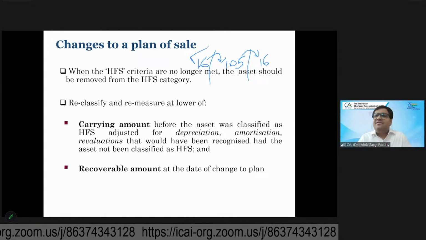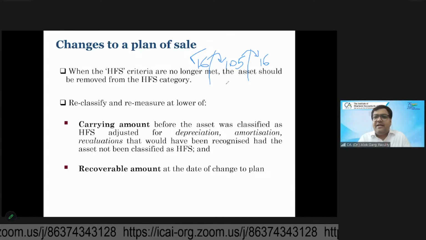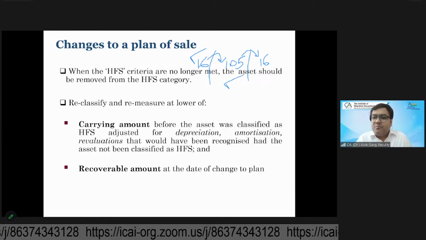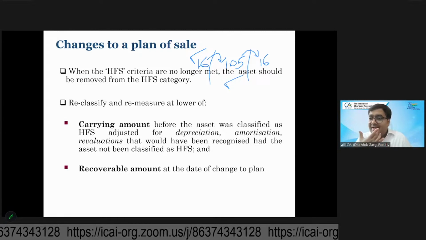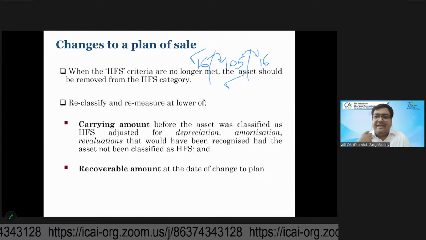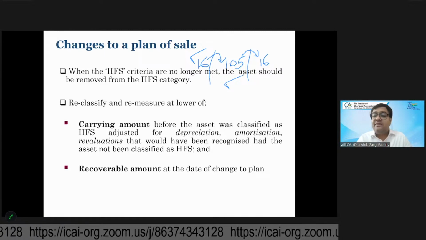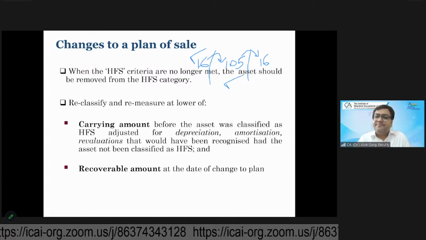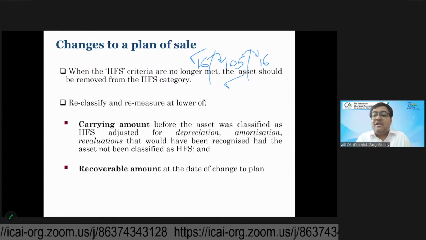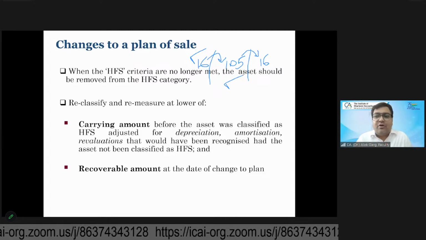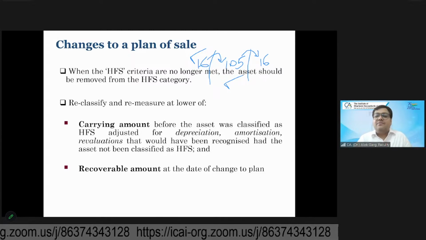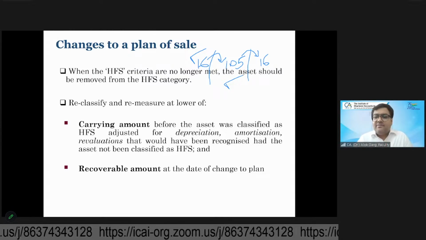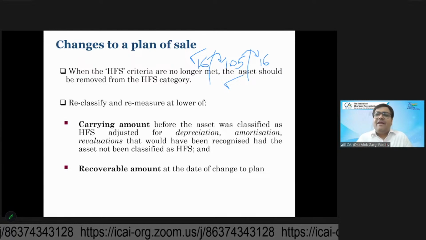So Ind AS 16 has its own recognition and measurement criteria. Ind AS 105 has its own recognition and measurement criteria, and we have seen that when an asset becomes held for sale, it has to be measured at lower of carrying value as per respective standard and fair value less cost to sell. The differential has to go to the P&L account as an impairment loss, right? And subsequently, on the reporting date, if the asset is not yet actually sold, it has to be remeasured at fair value less cost to sell. Correct? So this is what we have discussed.